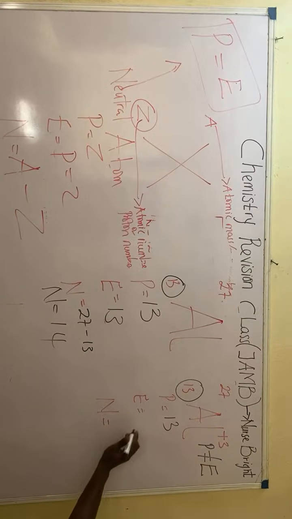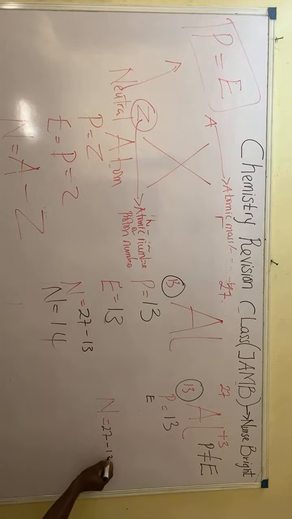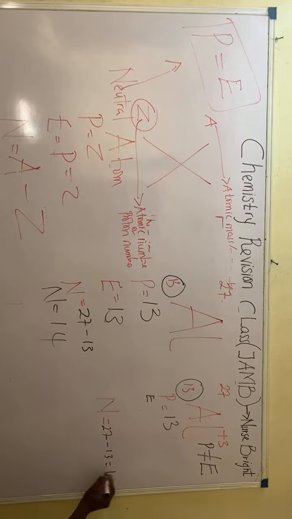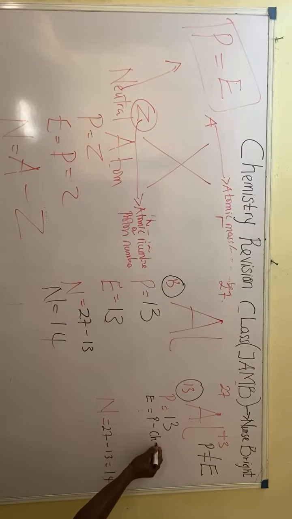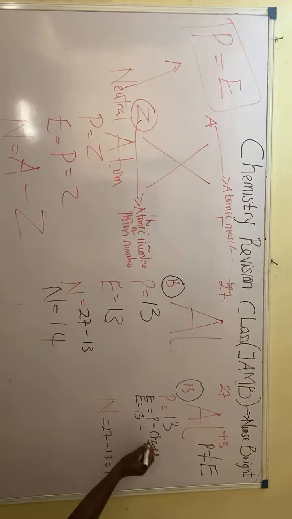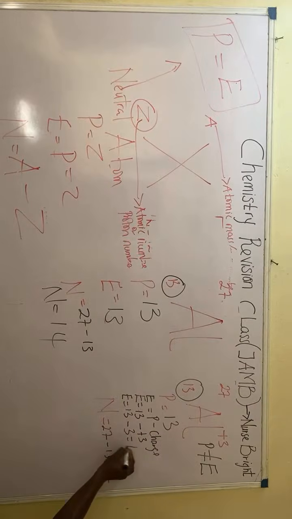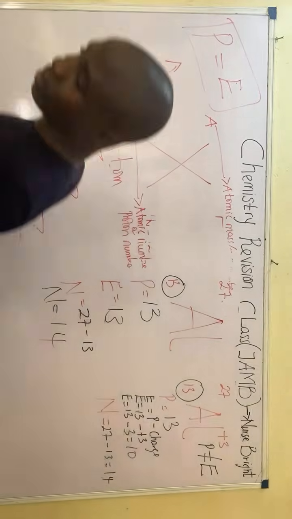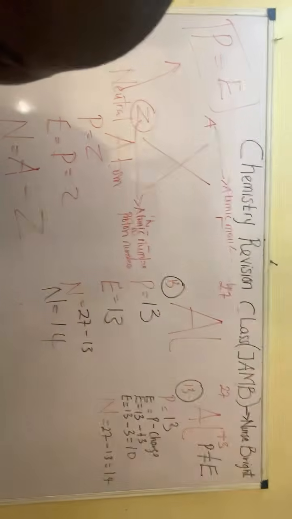So here we solve this one first. This one is still 27 minus 13, and that's 14. And here is P minus charge, right? Proton number minus charge, which we said. The proton number is 13 minus plus 3. So P will be equal to 13 minus 3, which is equal to 10, right? Yes, it is. Do you get what I just said?